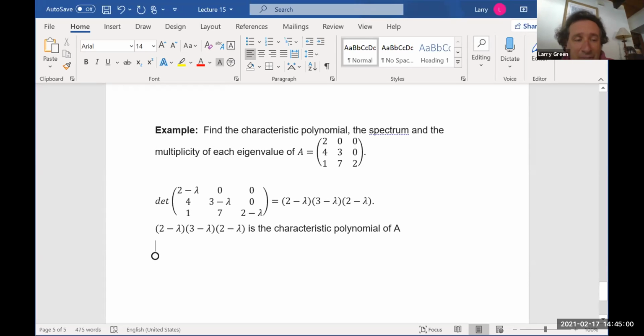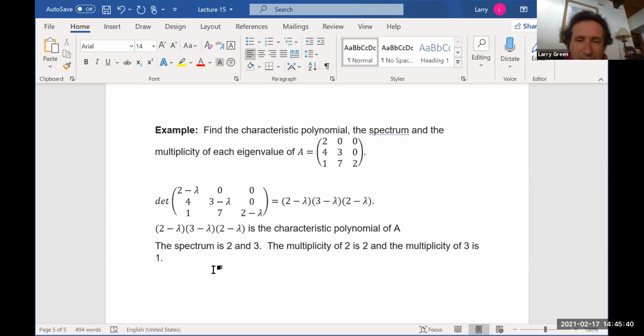Okay. And the spectrum is, well, it's the lambdas that give you 0. So 2 and 3. And the multiplicity of 2 is 2 in this case, because you have a 2 minus lambda squared. And the multiplicity of 3 is 1. Any questions on this example? Did I lose you anywhere?